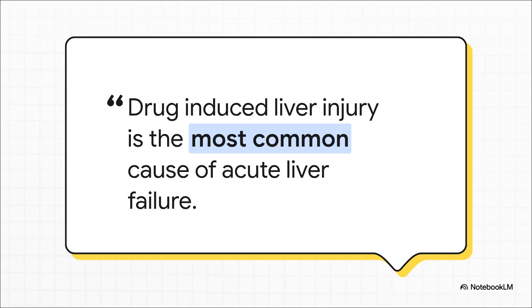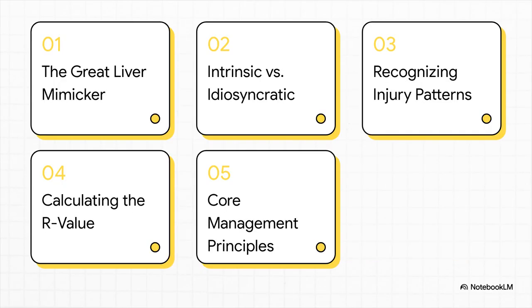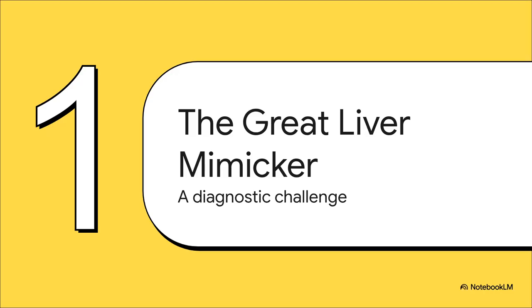All right, so here's our game plan. First, we'll talk about why DILI is called the Great Mimicker. Then we'll break it down into its two main types. After that, we're getting practical. We'll look at how to recognize injury patterns using a super simple calculation, and then we'll wrap up with the absolute core principles of management. Let's jump in.